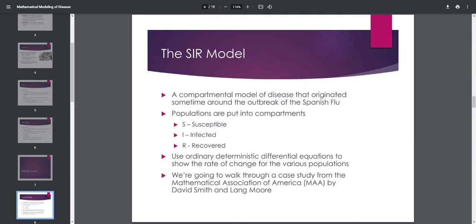We're going to do a little bit of a walkthrough from a case study from the Mathematical Association of America that was authored by David Smith and Lang Moore, and I'll try to link to that in the Lima site. As I mentioned, there are numerous variations on the SIR model. For example, the SIRD model, which puts people into susceptible, infected, recovered, and deceased, whereas SIR just moves the dead into the recovered pool. There are also models for childhood diseases that account for immunity inherited from the mother for a particular amount of time. In terms of differential equations, I found a couple discrete versions of the model that will let us explore without getting too much into the 300 level math classes.